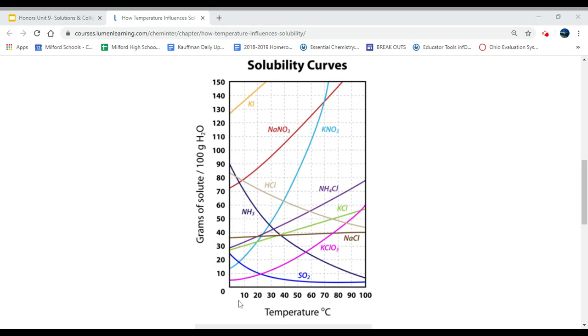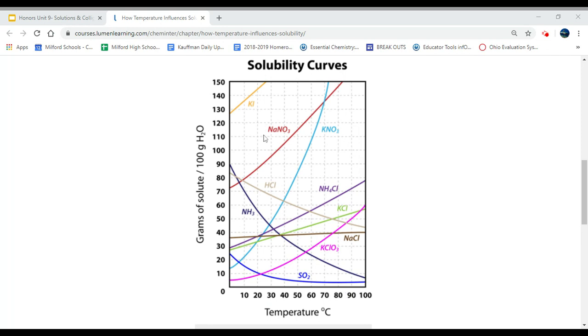And then on the x-axis, you're going to see our temperature in degrees Celsius. So it goes from 0 to 100 degrees Celsius. The reason that we are stuck at 0 and 100 is because water will freeze at 0 and water will boil at 100 degrees Celsius. So that's why we have this range down here.